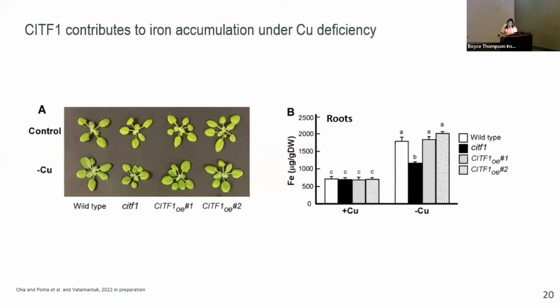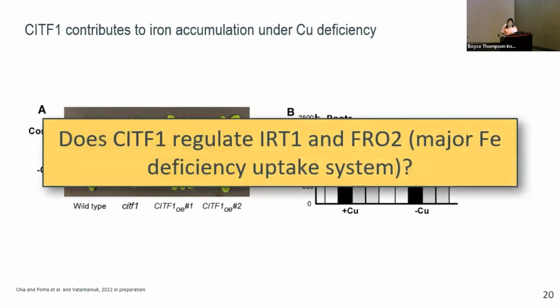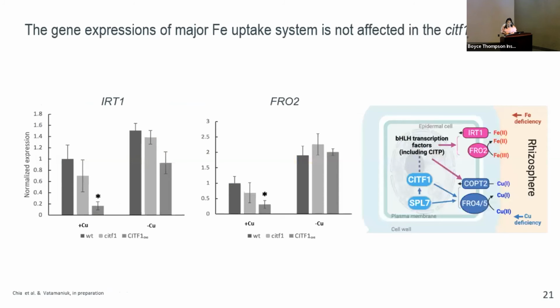When harvesting the roots, we realize that there is a significant decrease in iron accumulation when the CYF1 gene is absent than when grown under copper deficiency, but when the CYF1 gene is present, there is more iron accumulated compared to control conditions. So if CYF1 is required for iron accumulation, does CYF1 also regulate the major iron uptake system, RT1 and FER2?